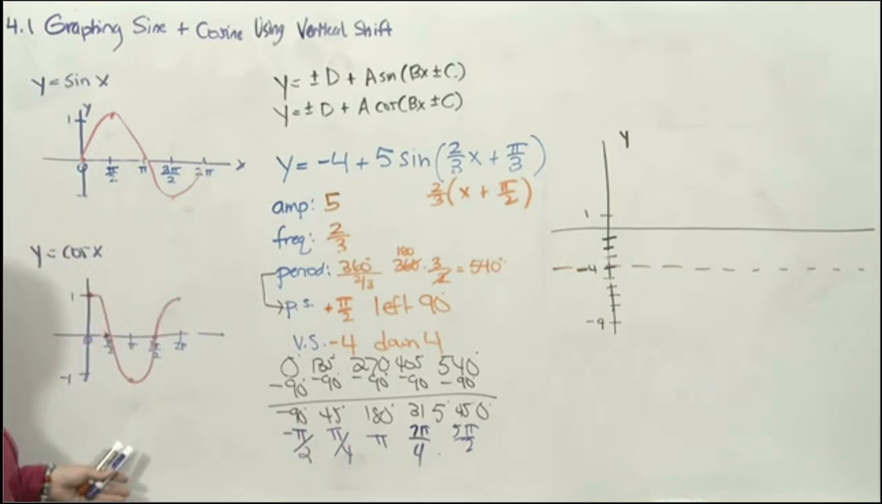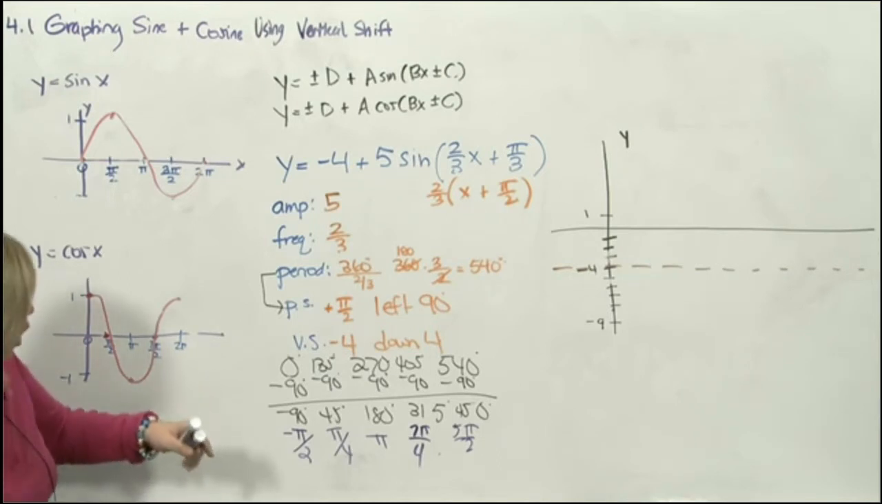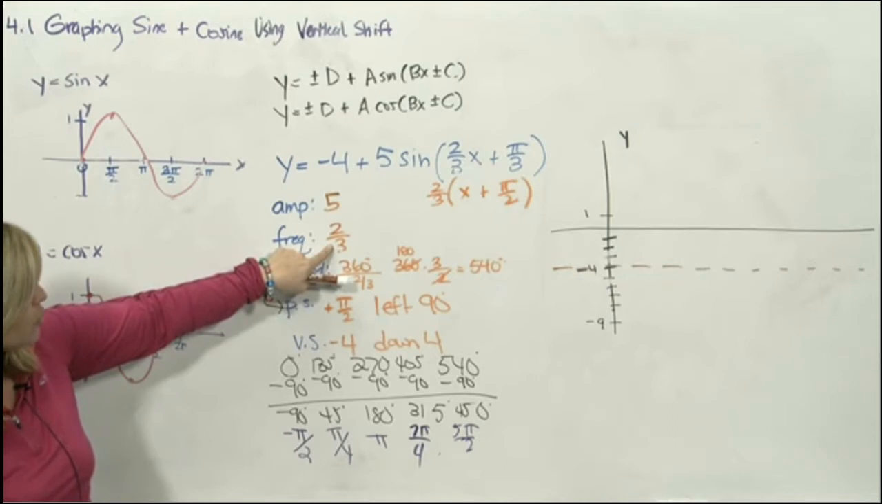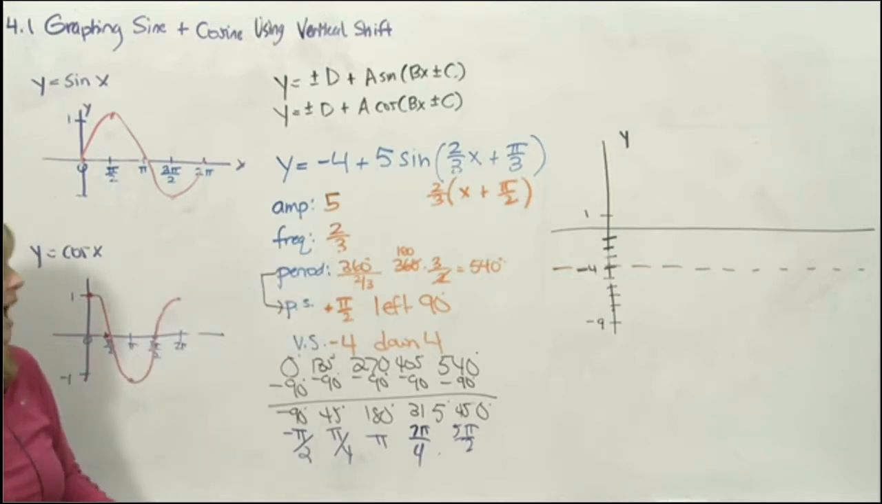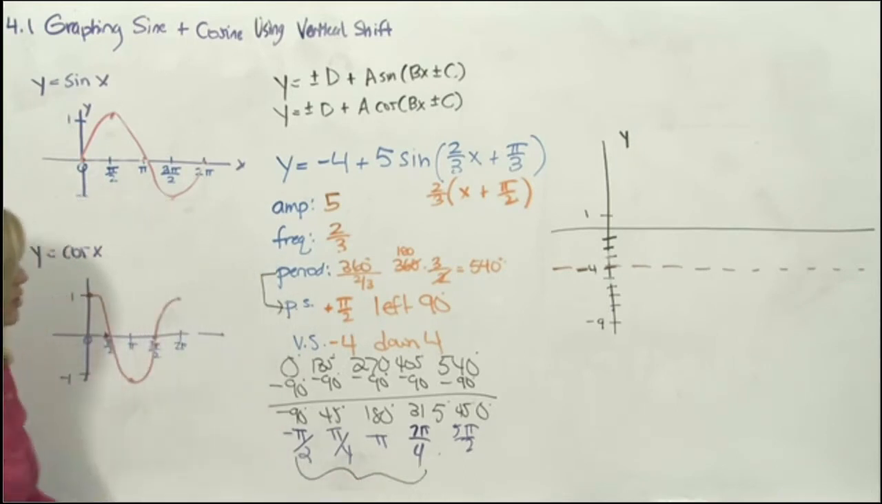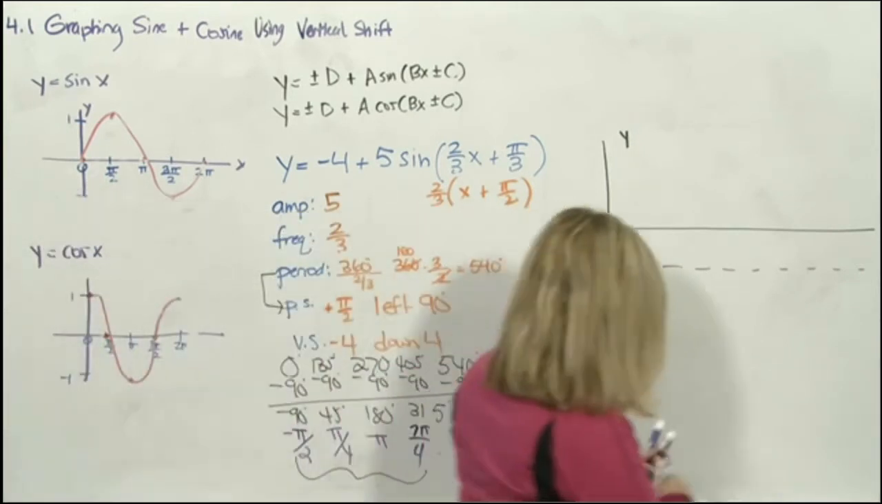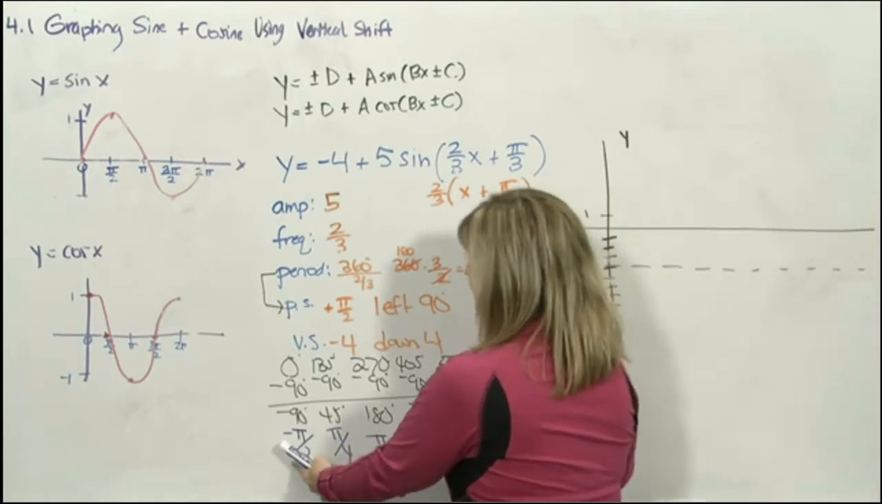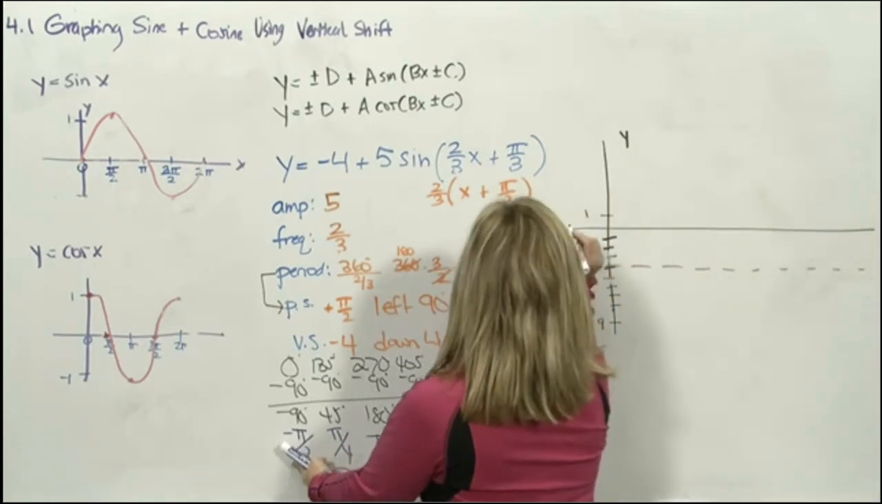Now, do we need to use all 5 of these points? No, because we're not graphing one complete curve. We're graphing 3/4 of a curve. Okay, so if we're graphing half a curve, we need 3 points. So to graph 3/4, we need 4 points. So now we're going to label our x-axis. All right. What does negative pi over 2 stand for? That stands for negative 90 degrees.